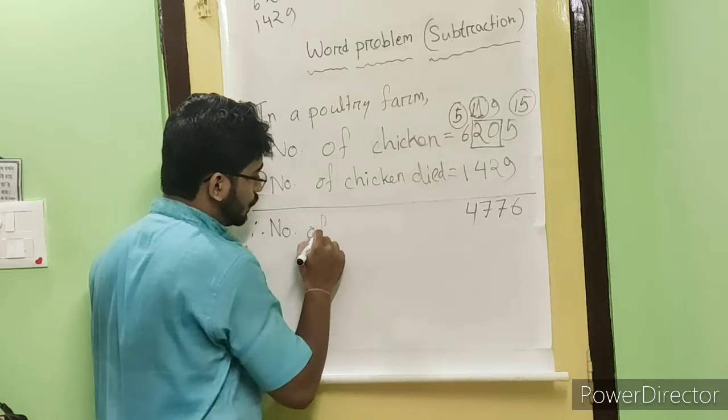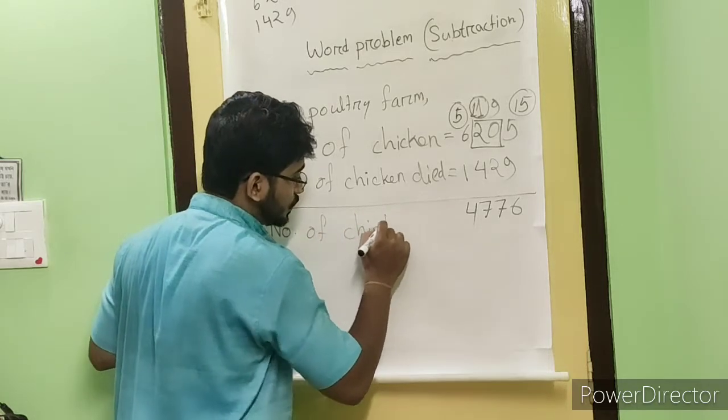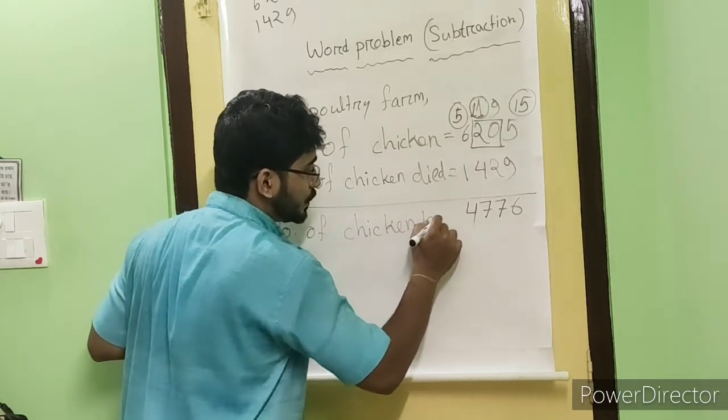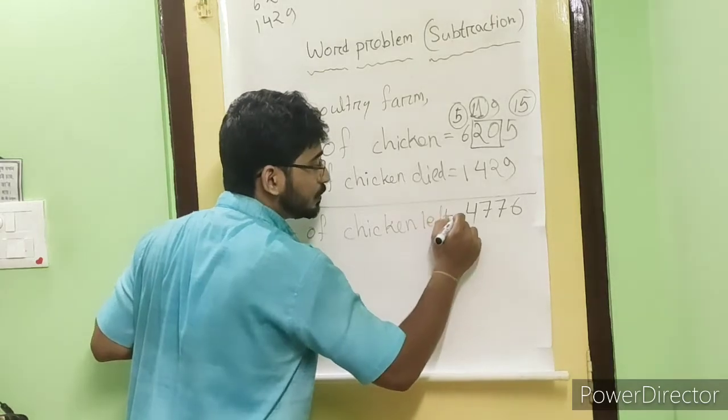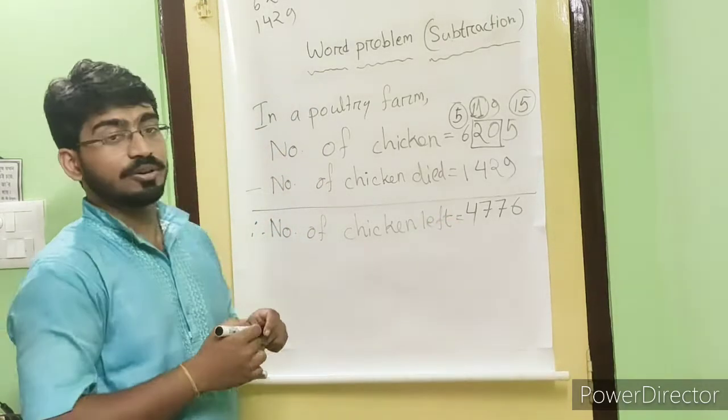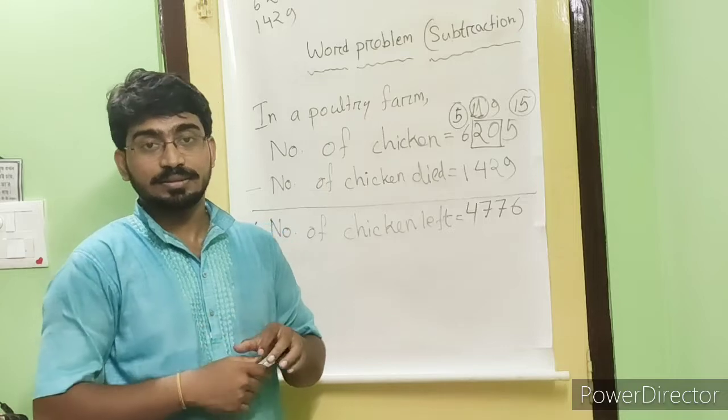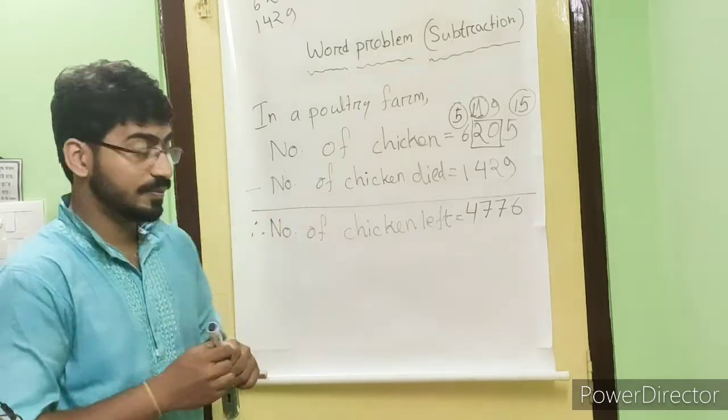Number of chicken left. এটা আমরা কি বের করলাম? এটা বের করলাম যে কতজন চিকেন এখনো বেঁচে আছে। Okay, number of chicken left.